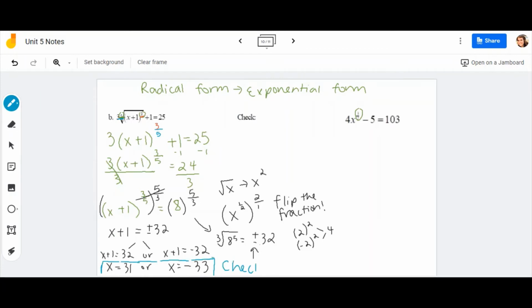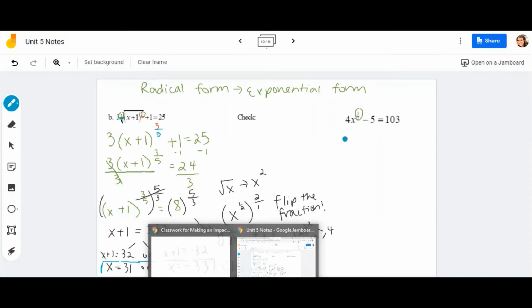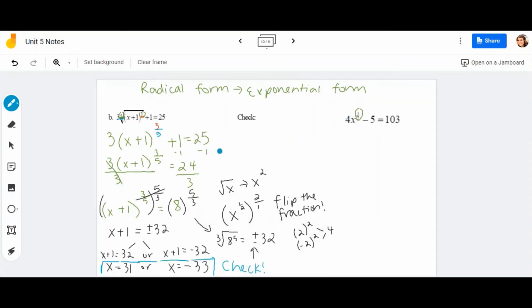But remember, we always need to check. So let's check it out. All right, we can plug this back into our original equation if we like.